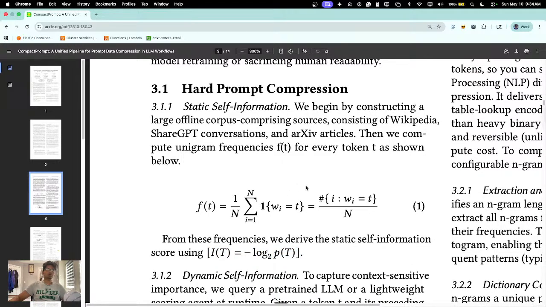The obvious issue with this is that it doesn't take into account context. It uses a global standard for what your text is.